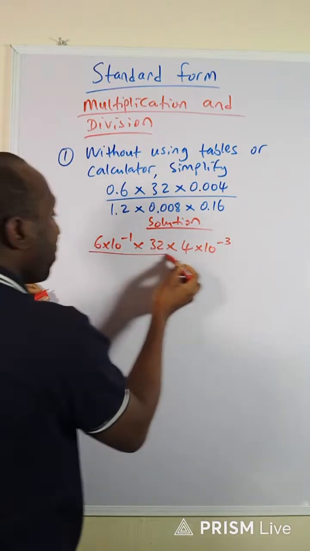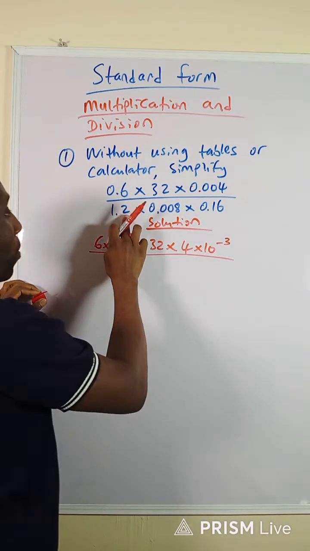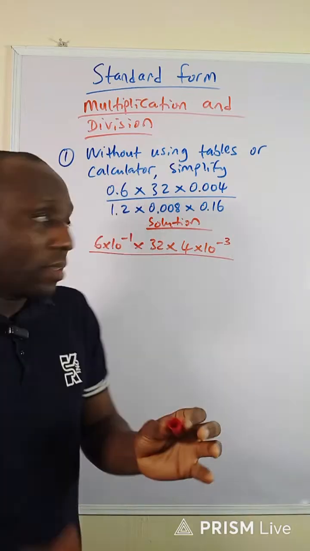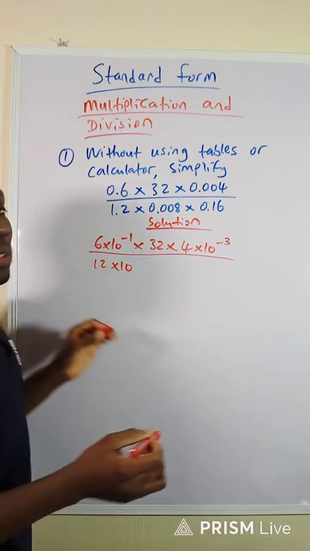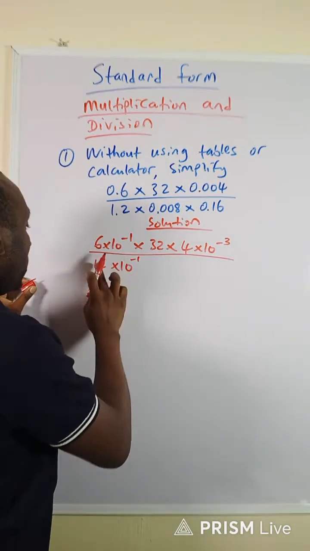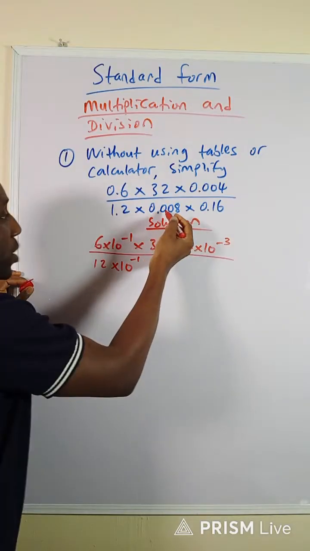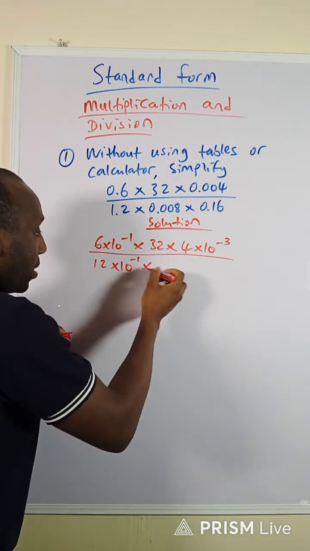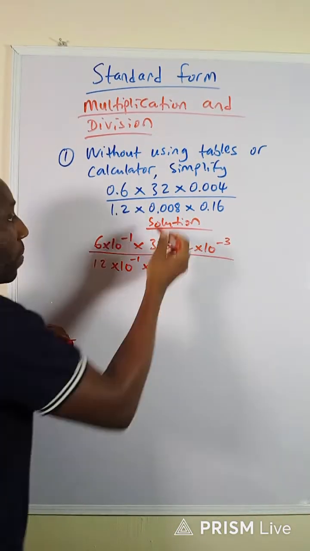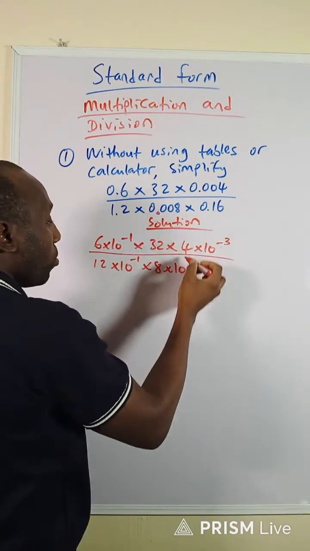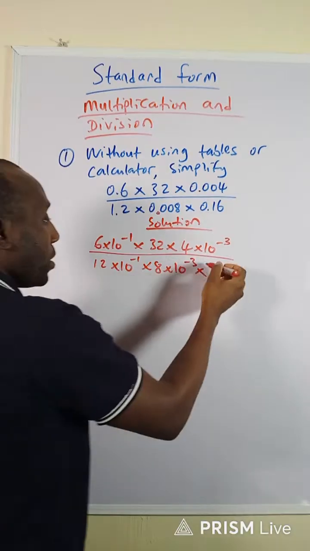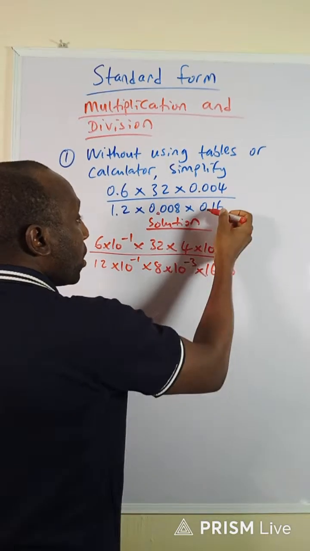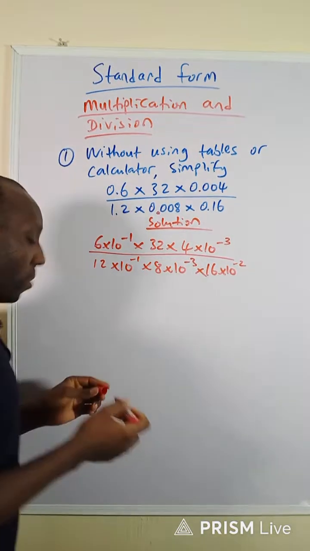All divided by what I have here. This is 1.2. Like I said, I want to write all as a whole number. So 1.2 becomes 12 times 10 raised to the power of minus 1. Then, what about 0.008? This will be 8 times 10 raised to the power of what? How many times will I move it here? 1, 2, 3. So minus 3. Then times, what about this? 16 times 10 raised to the power of 1, 2, minus 2. Very good.